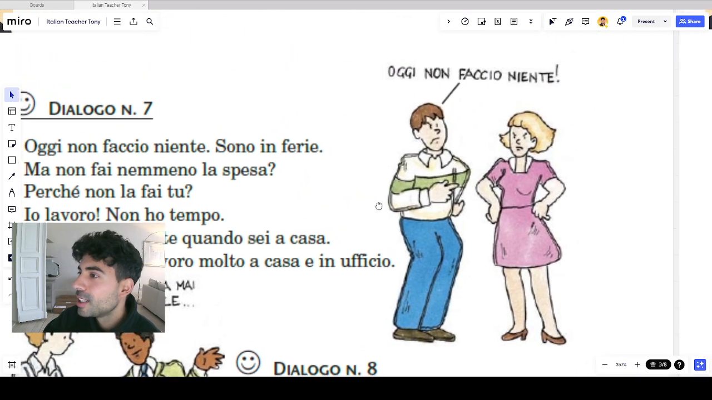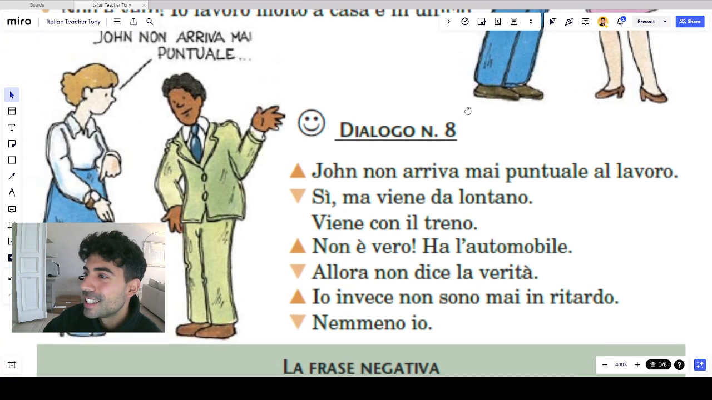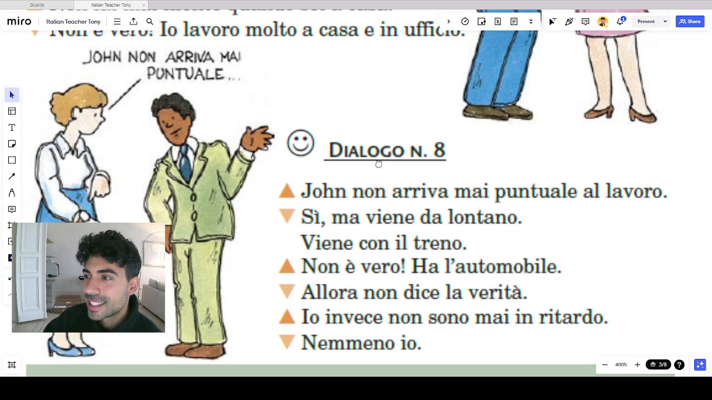Typical dialogue between a couple in a relationship that they always argue about stupid stuff. But anyway, number 8, dialogo 8, let's see.